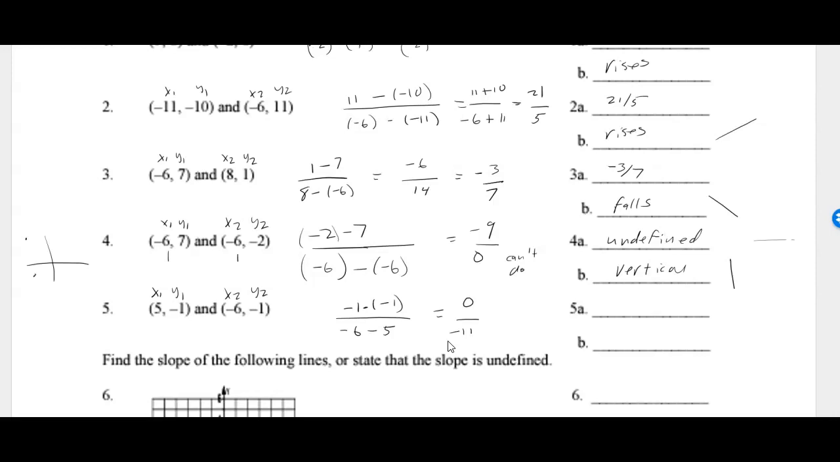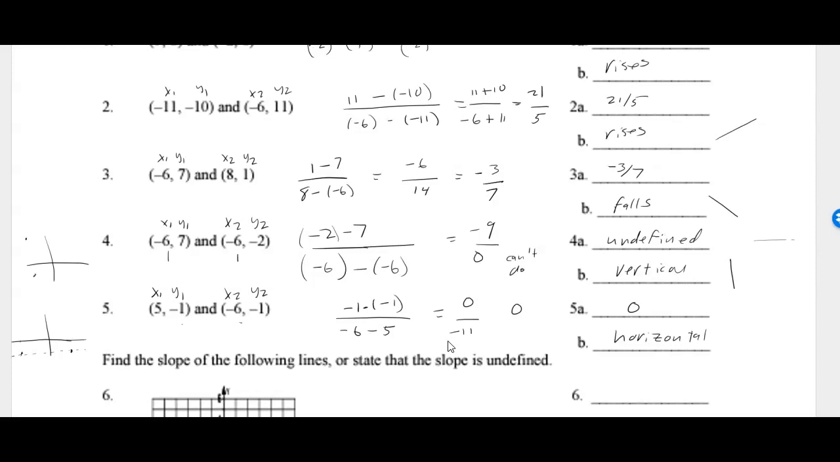There's no such thing as negative 0. When you get 0 divided by a number, the answer is 0. And that means it's a horizontal line. And the reason is if you plot these points, you will see the height of the points is the same. So if you have a coordinate plane and here x is 5 and y is negative 1, and over here x is negative 6 and y is negative 1, that line through those 2 points would be horizontal.